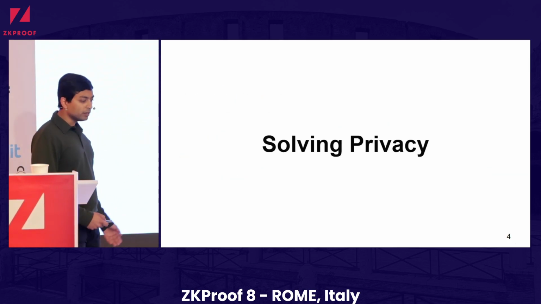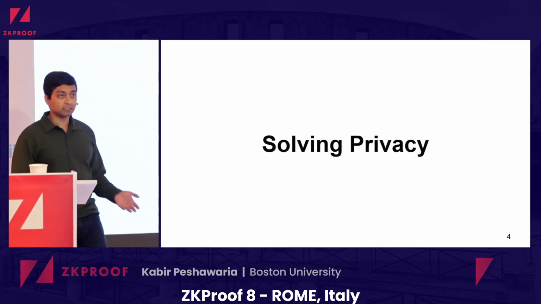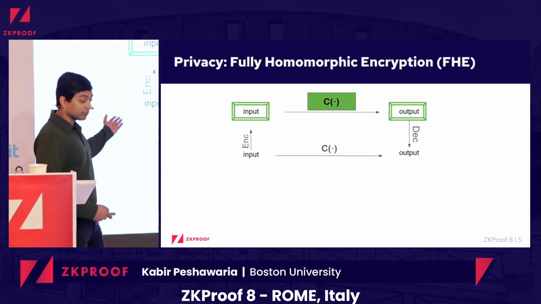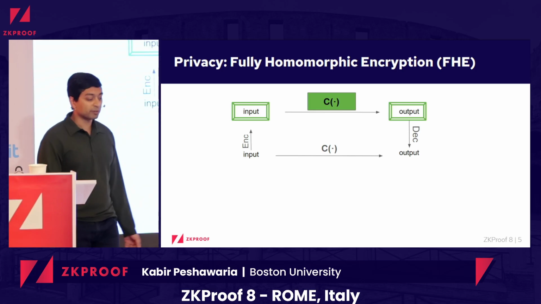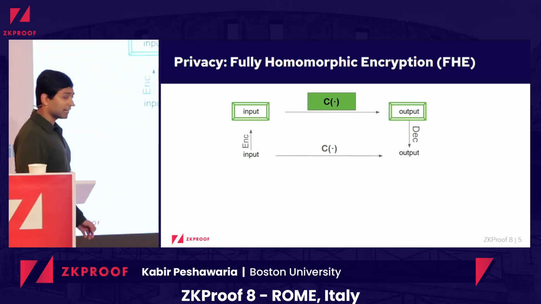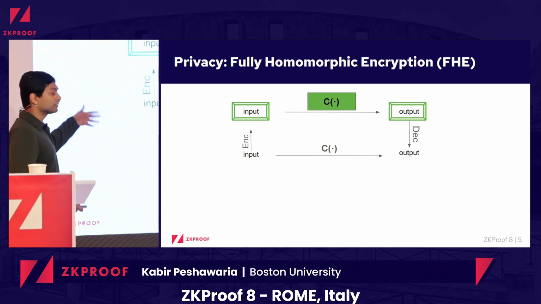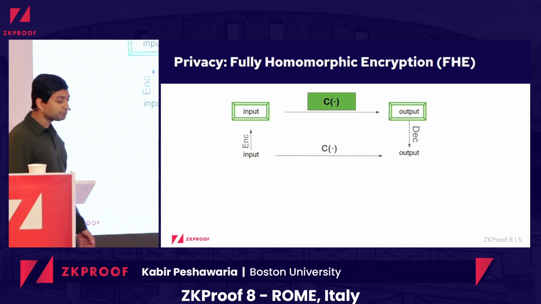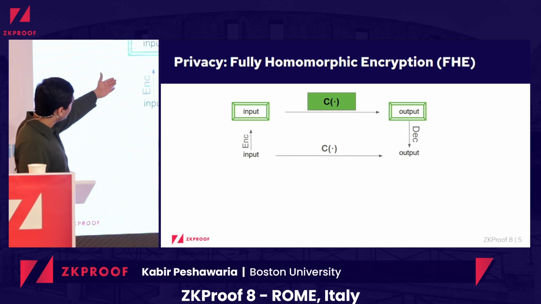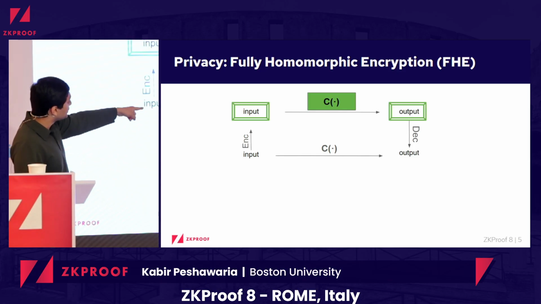Fortunately, we have solutions to both these things in cryptography. The first one, solving privacy, we can do with fully homomorphic encryption. The purpose of this slide is to remind you what this is and also to get you used to the notation I'm going to use here. We have an input. We can encrypt the input. And then there's a way to do computation on encrypted data to get an encrypted output, which we can decrypt.